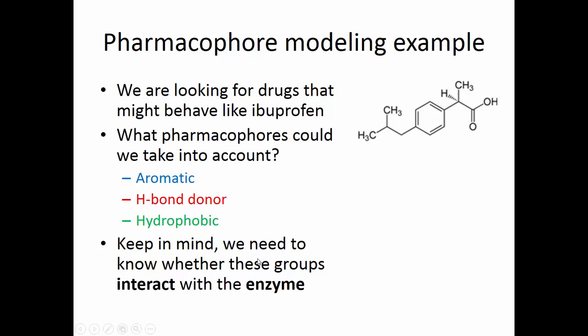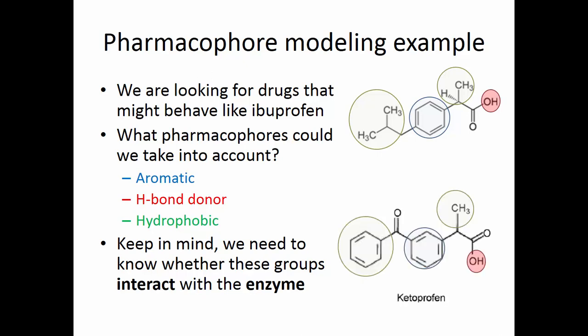And keep in mind, we need to know whether these groups interact with the enzyme. So there's an aromatic group, as we said. There's a hydrogen bond donor. There are some hydrophobic parts to this. That doesn't mean any of these are pharmacophores. Probably at least one of them is, but we have to know more.